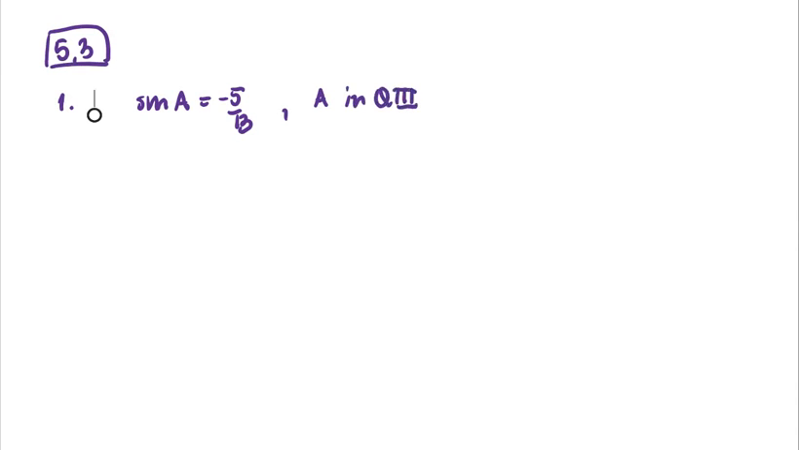For section 5.3, homework number 1, given the sine of an angle A is -5/13, and A is in the third quadrant, we are going to find sine of 2A. From the given information, the sine is y/r by definition, and angle A is in the third quadrant.